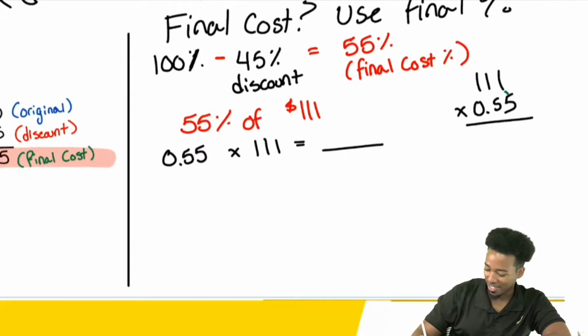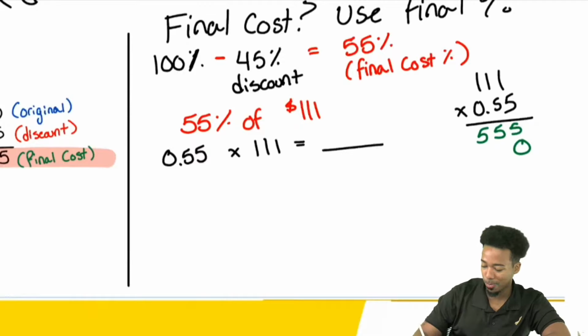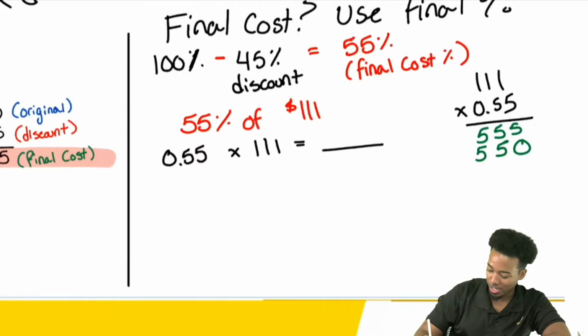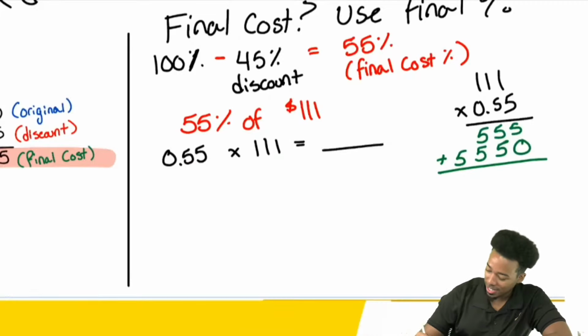1 times 5 is 5. 1 times 5 is 5. 1 times 5 is 5. Plug a 0 in for this next row. 1 times 5 is 5. 1 times 5 is 5. 1 times 5 is 5. Pretty straightforward. So then we're going to add it all up.